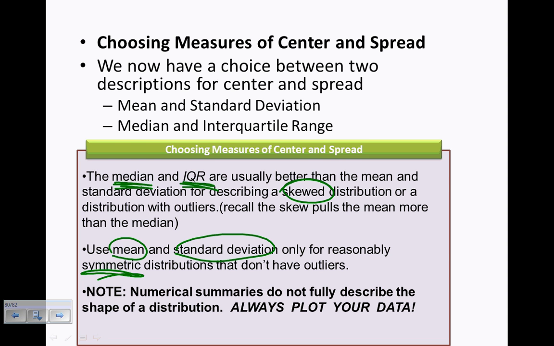Okay. Note, numerical summaries do not fully describe the shape of the distribution. So you can always plot your data, but describe it. While you definitely need to have the numerical value stated, when it asks for other things, make sure you give a good description.